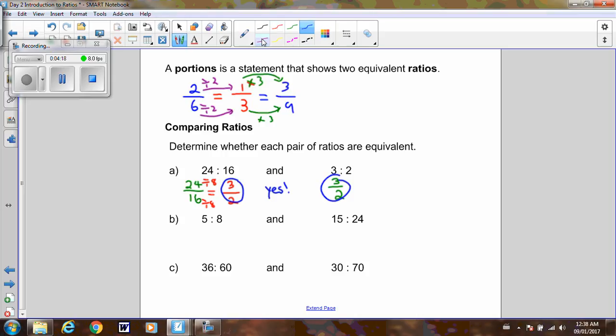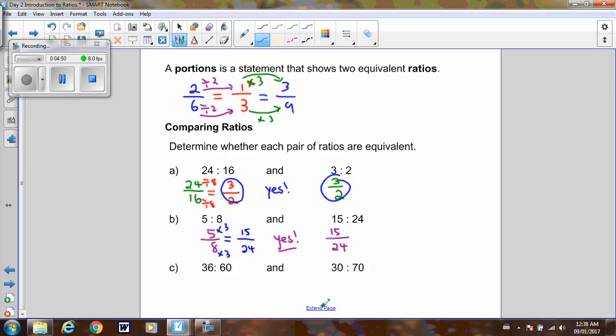The next one is 5 over 8 and 15 over 24. I'll do this in a slightly different way. You can work with this fraction or this fraction; it doesn't really matter. What I notice is that if you multiply this by 3 and multiply this by 3, 5 multiplied by 3 is 15, and 8 multiplied by 3 is 24. Notice once again, these two fractions are the same. So again, the answer is yes here.